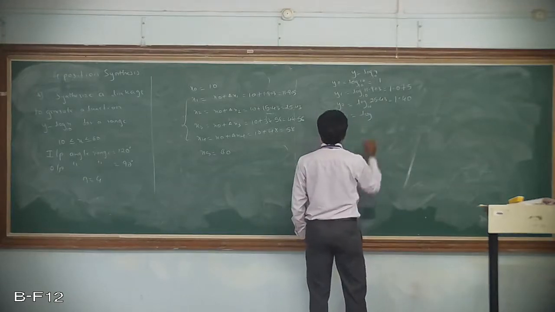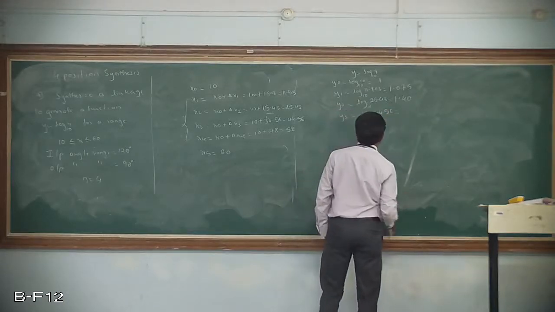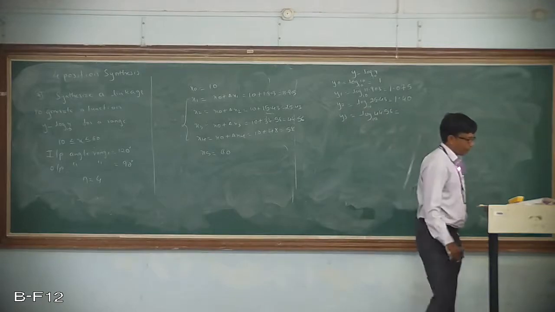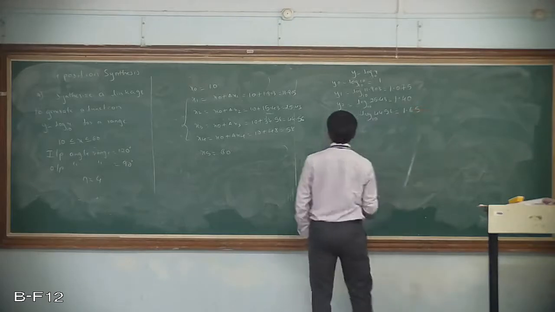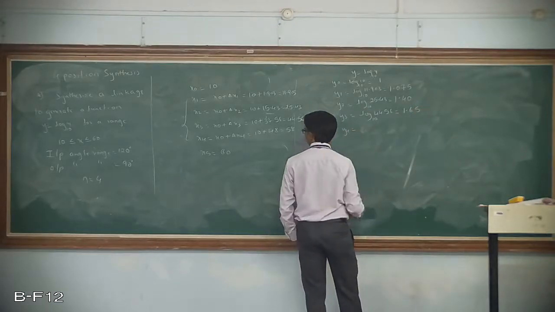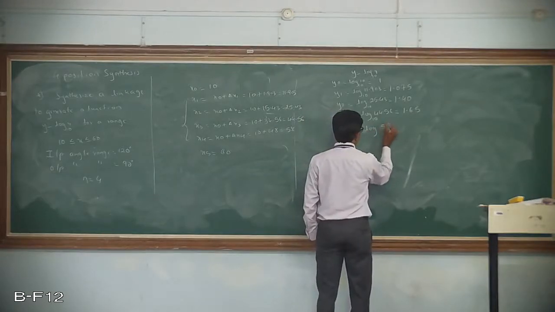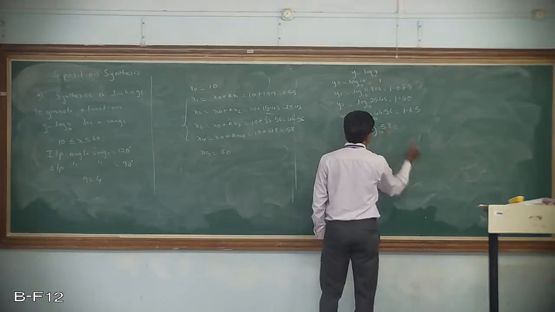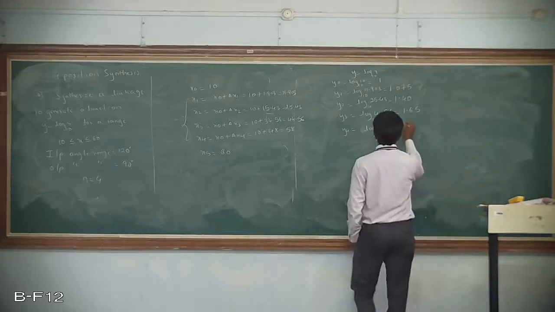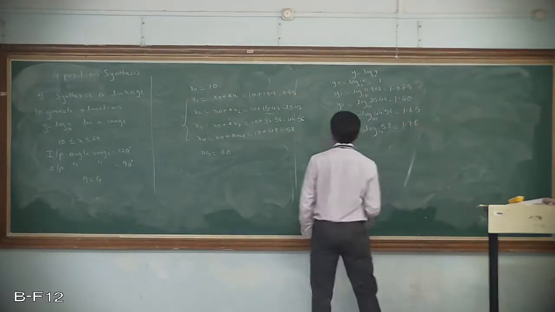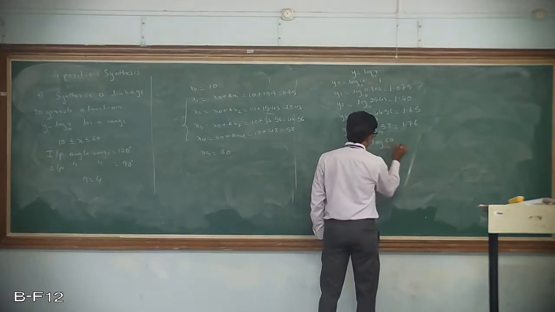y3 is log of 44.56 to the base 10. So you will be getting it as 1.65. y4 will be log of 58 to the base 10. So we will be getting it as 1.76, and y5 is log of 60 to the base 10.